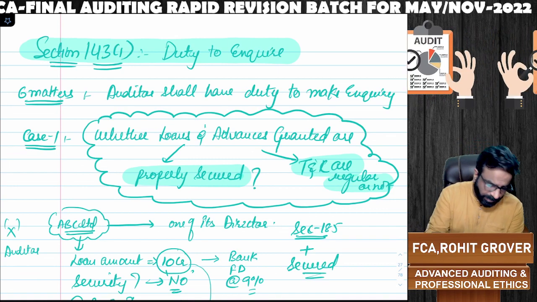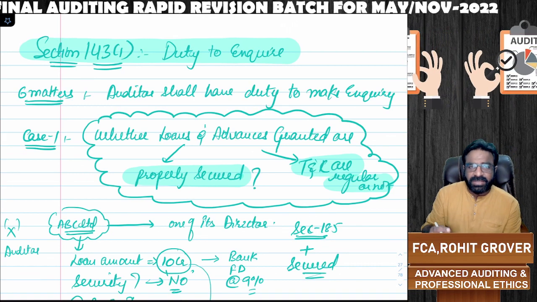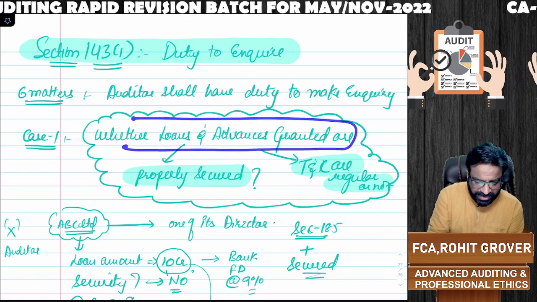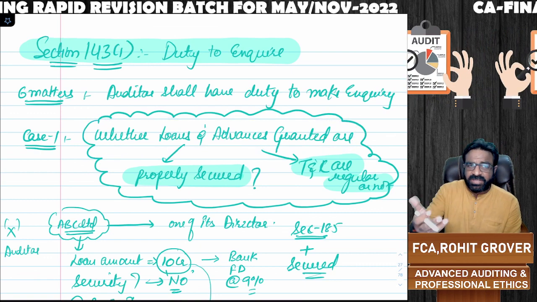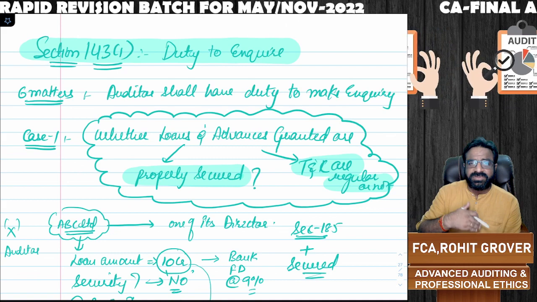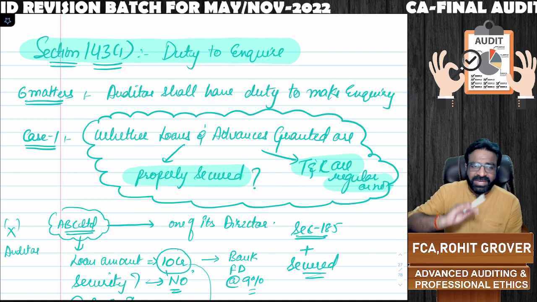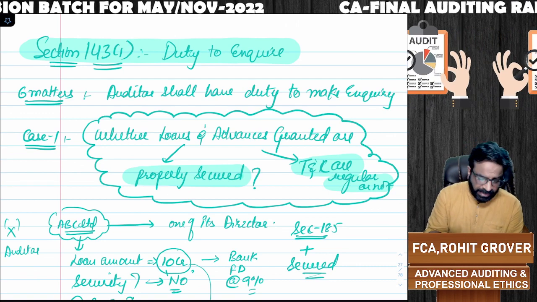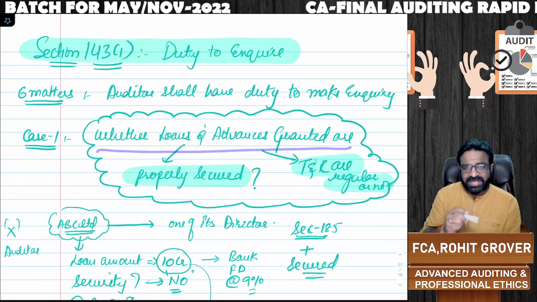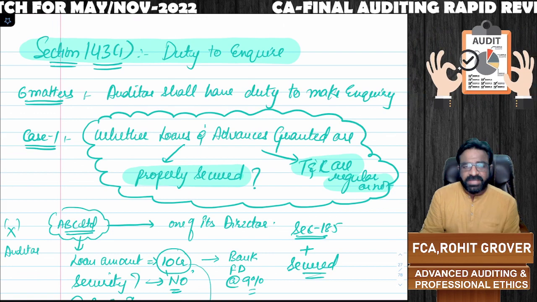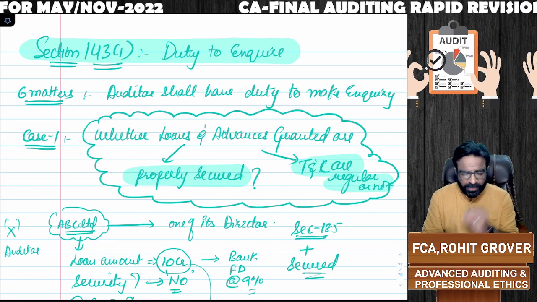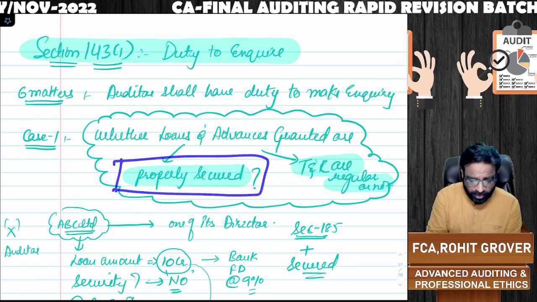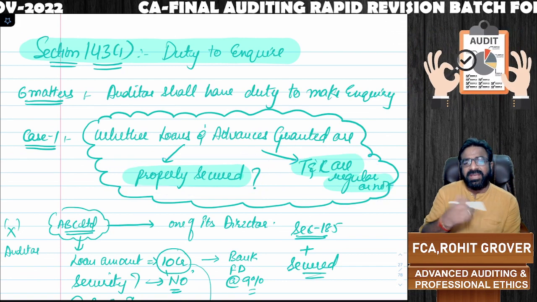Situation number 1, if the auditor sees that the client company has given any loans and advances. Remember, this point is not on borrowings. It is on your advances. If your client company has granted any loans and advances, the first duty to inquire on the auditor in this case is, he has to check whether the loans are properly secured or not, and the terms and conditions are regular or not.